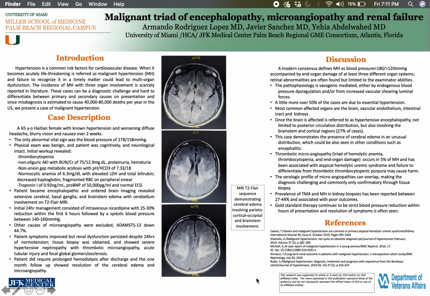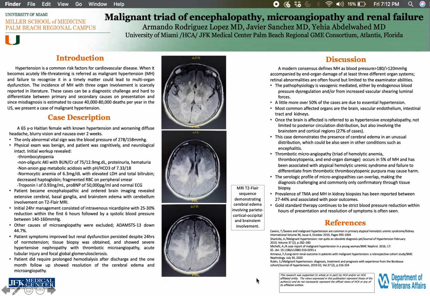The initial 24-hour management consisted of an intravenous nicardipine infusion with a goal of 20 to 30% reduction within the first 6 hours, followed by a target systolic blood pressure between 140 to 160 millimeters of mercury. Other causes for intravascular hemolysis were excluded. Patient symptoms did improve, but renal dysfunction persisted despite 24 hours of normal tension.